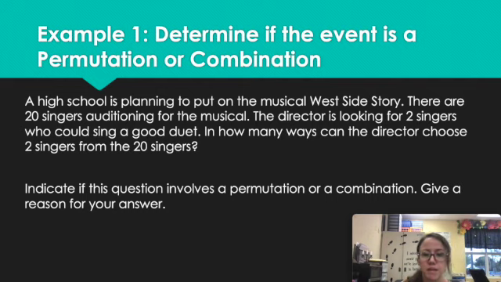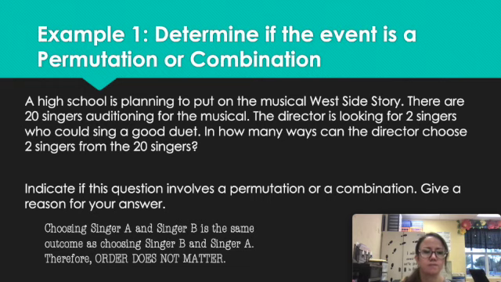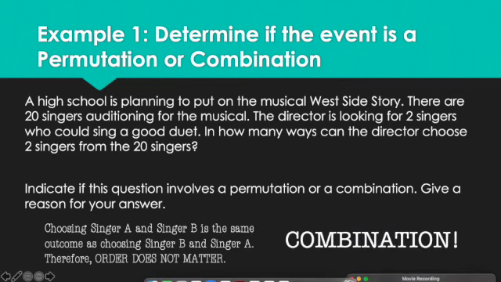So we want to indicate if it's a permutation or combination, and let's start with a reason. So think about if I chose singer A and singer B, and they're doing a duet together. Is that any different than singer B and singer A doing a duet together? No. So order does not matter. So therefore, it is a combination.